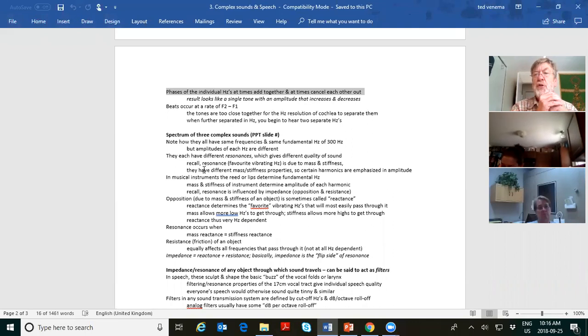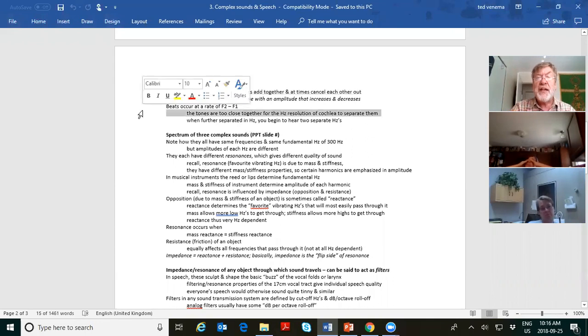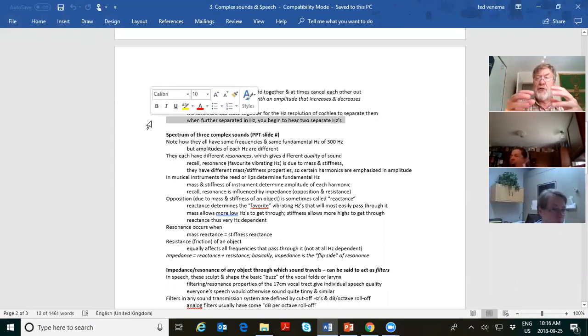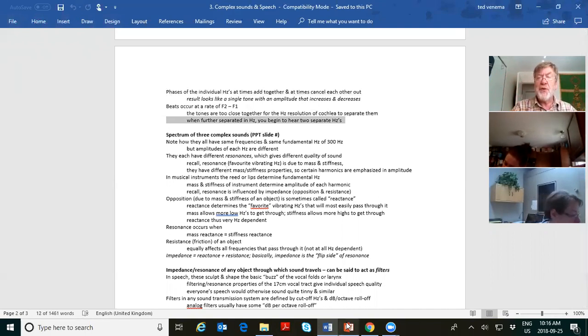If frequency 2 is 1001 hertz and frequency 1 is 1000 hertz, the beats are going to occur at 1001 minus 1000 equals 1 beat per second. If the tones are 1005 and 1000, the beats are going to occur at 5 beats per second. Beats occur when tones are too close together for the frequency resolution of the cochlea to separate them. When you start getting separated by about 20 hertz or more, then you'll start hearing 2 separate tones.